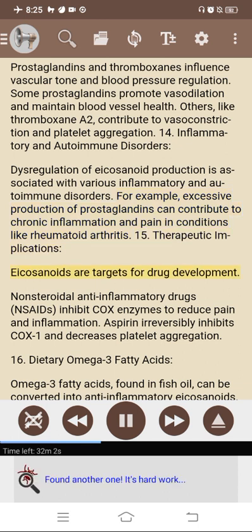15. Therapeutic implications. Eicosanoids are targets for drug development. Nonsteroidal anti-inflammatory drugs (NSAIDs) inhibit COX enzymes to reduce pain and inflammation. Aspirin irreversibly inhibits COX-1 and decreases platelet aggregation.